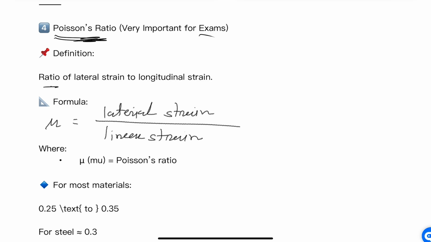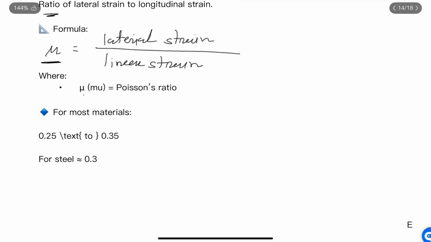So what is Poisson's ratio? The ratio of the lateral strain to the linear strain is called Poisson's ratio, and it is denoted by mu. It is always between 0.25 and 0.35. For steel, the standard value is 0.3.